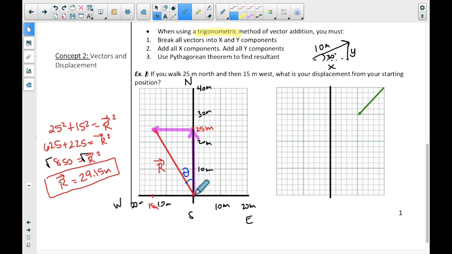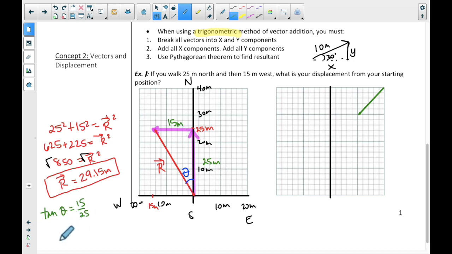But if I use this one here, I have over here a 15, right? It's 15 meters. And over here, this is 25 meters. And so I know that I'm going to have to use tangent. I know that the tangent of theta is 15 over 25, opposite over adjacent.